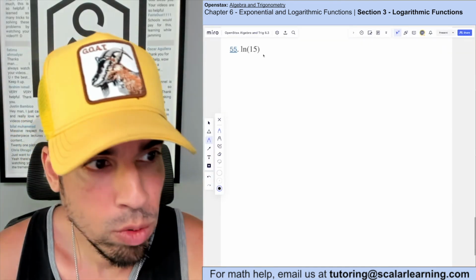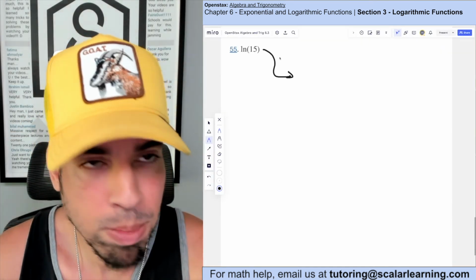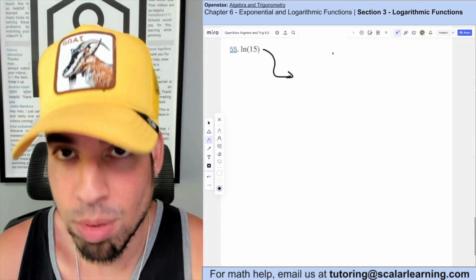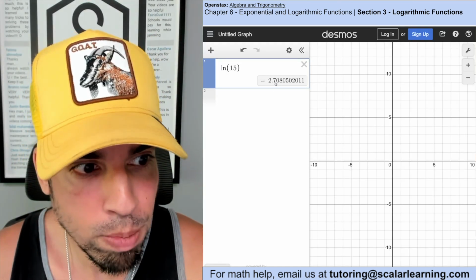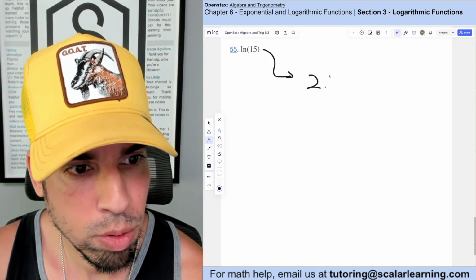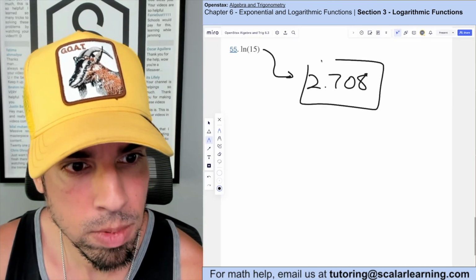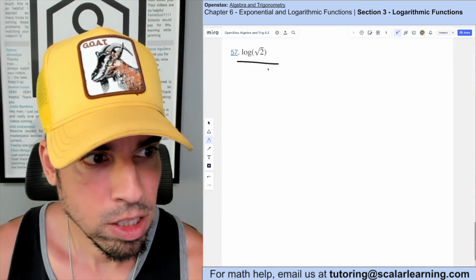For this one, we're meant to evaluate using a calculator. So I'm going to plug it into Desmos and we're going to get an approximation. So here we have ln of 15 is, to the nearest thousandth, 2.708. So 2.708, boom, done.